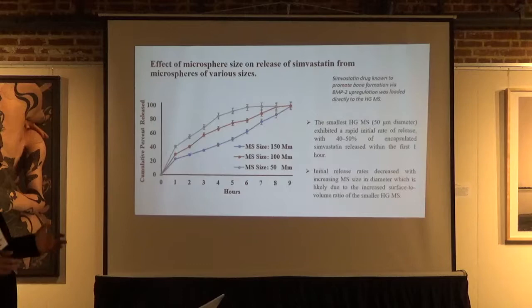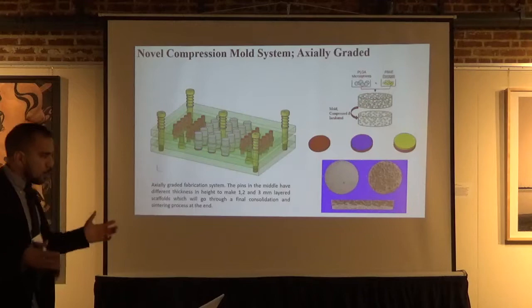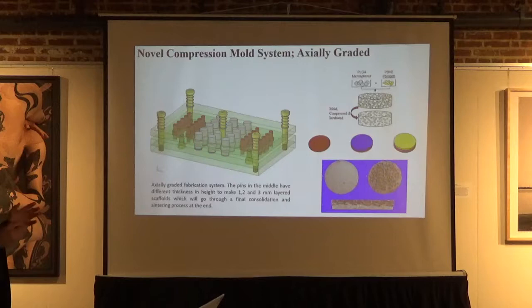So now that we have these hydrogel microspheres of varying size and properties, we were able to go ahead and make these scaffolds. So we came up with two mold systems, which are basically functioning through compression and heat. So this mold system here, as you can see, you could make an axially graded scaffold. That means you could have three different layers put on top of each other. And so for applications like going from soft to hard tissue, you could use these scaffolds.